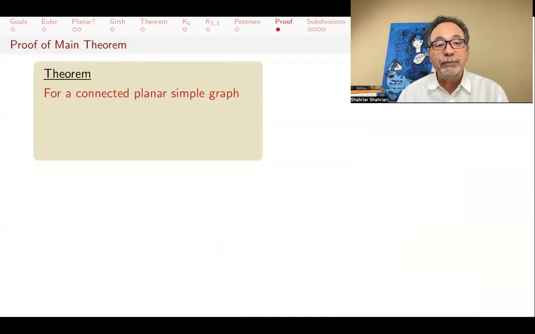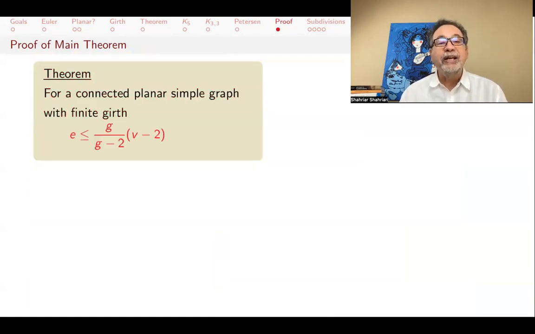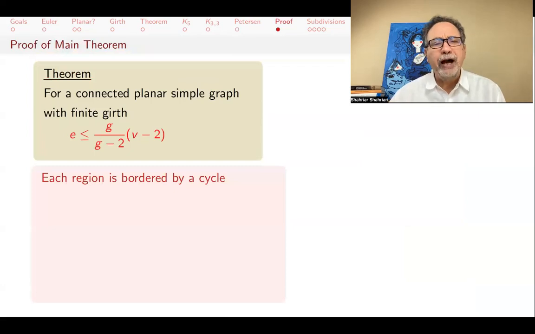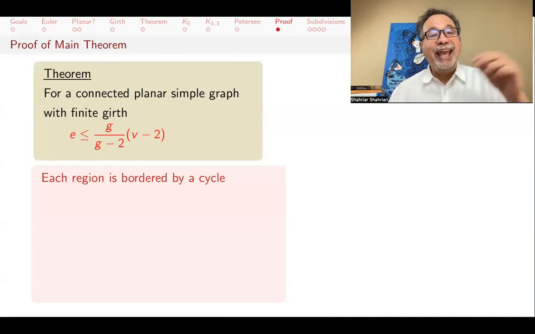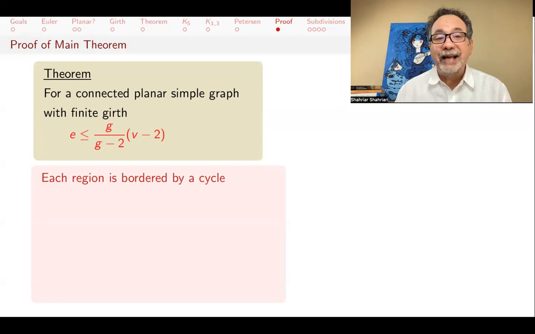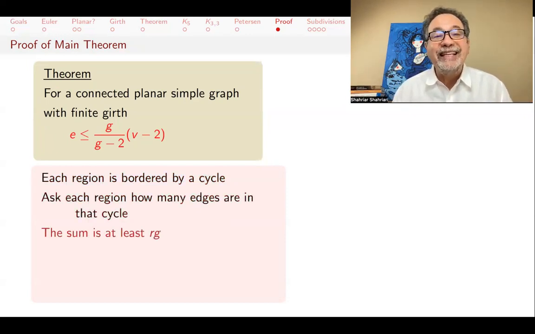We want to prove that for a connected planar simple graph with finite girth, the number of edges is less than or equal to the girth divided by the girth minus 2, times the number of vertices minus 2. We do the proof by starting with a census. We go around and ask each region how many edges are in its boundary. Now, each region is bordered by a cycle, and we know that the girth of the graph is G, so the cycles are either length G or larger. The answers we get from each region are going to be G or bigger numbers. And so the number we're going to get is at least R times G.